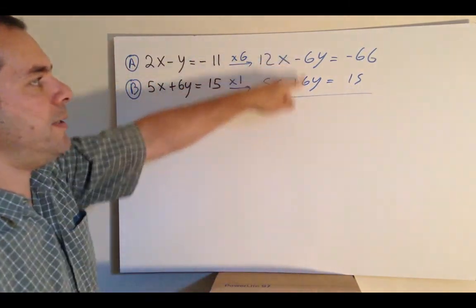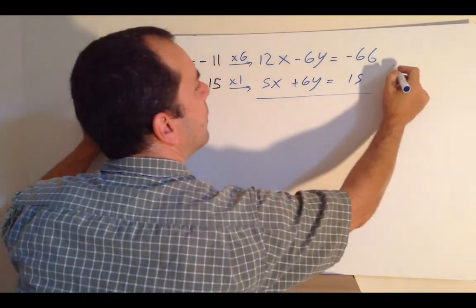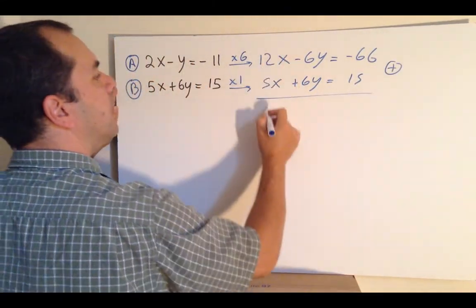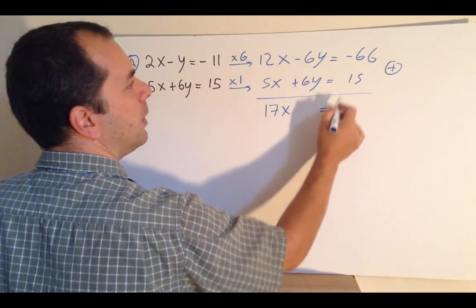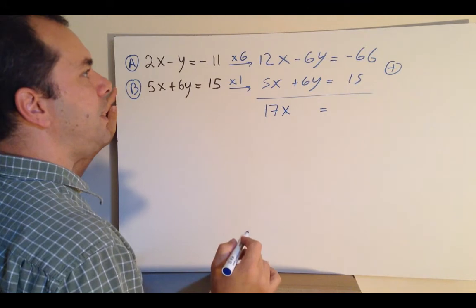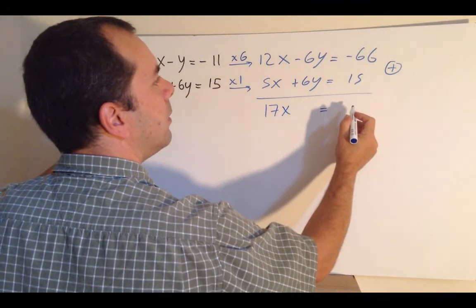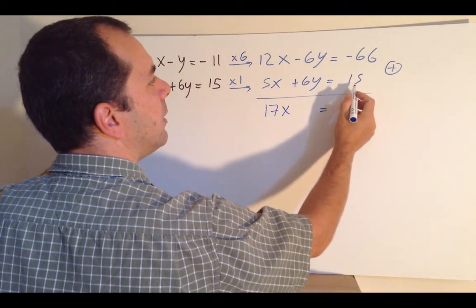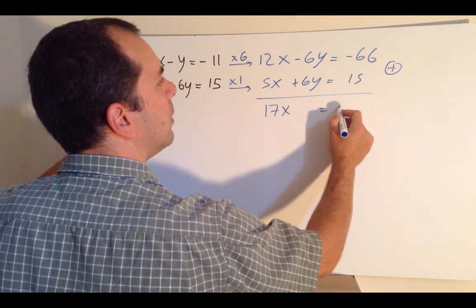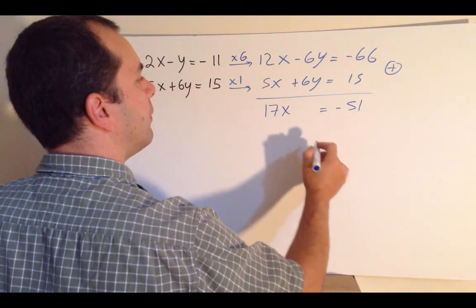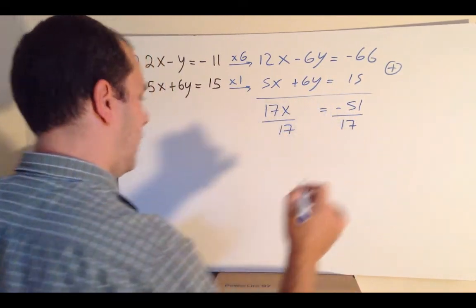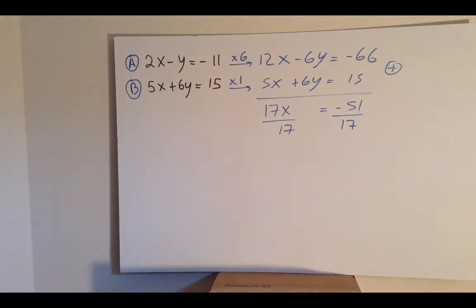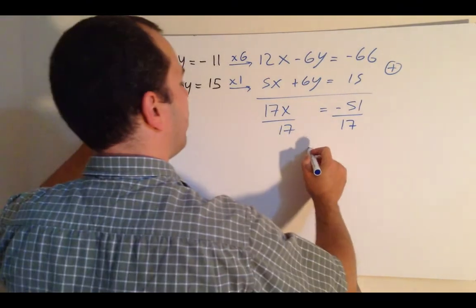And now, see, I have minus 6y and plus 6y, so I'm going to add them vertically, and that's going to be 17x. The y disappears, so it gets eliminated. And minus 66 plus 15, what would this be? Minus 10 is 56, 51. Is that right? I think so. So now divide both sides by 17. And let's see if this works. 51 divided by 17 is minus 3.